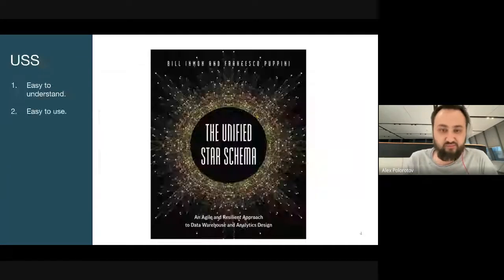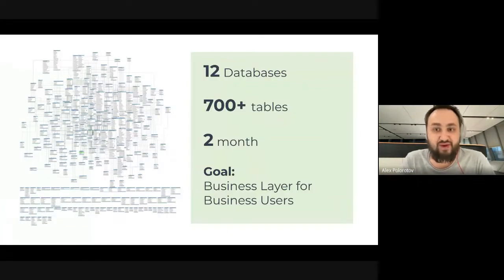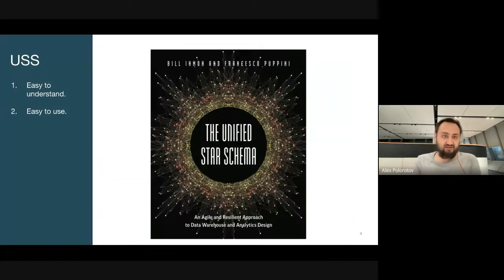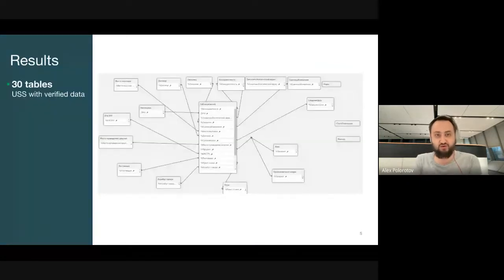Because when we have 12 databases and 700 tables, it's very complicated to discover all databases and all connections between tables, and business analysts and business users couldn't create any data model from scratch that they could use in production. When we implemented the USS in this project, it was only 30 tables with verified data, and it took only 2 months to build this data landscape with the Puppini bridge in the middle, and on the edge we see tables with facts, dimensions, etc.